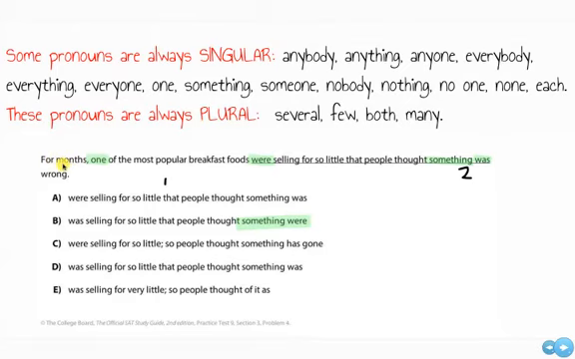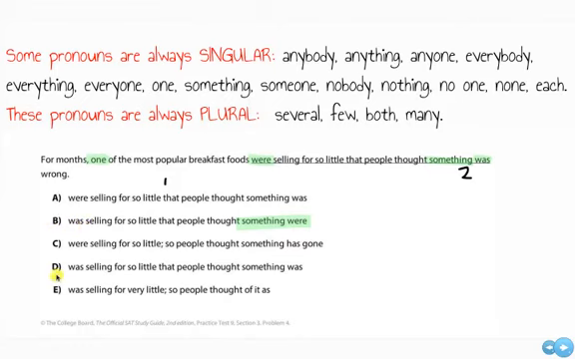So let's take a look at some examples from the official SAT guide. "For months, one of the most popular breakfast foods were selling for so little that people thought something was wrong." Okay? So, what should be the correct sentence? Well, there's a couple of errors here. First, "were" is referring to "one." One is doing the being of "were." This is plural. This is singular. That's an error. So that means this needs to be "was."